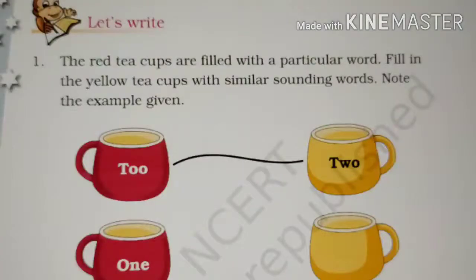Next heading is Let's Write. Question number 1. The red teacups are filled with a particular word. Fill in the yellow teacups with similar sounding words. Note the example given.